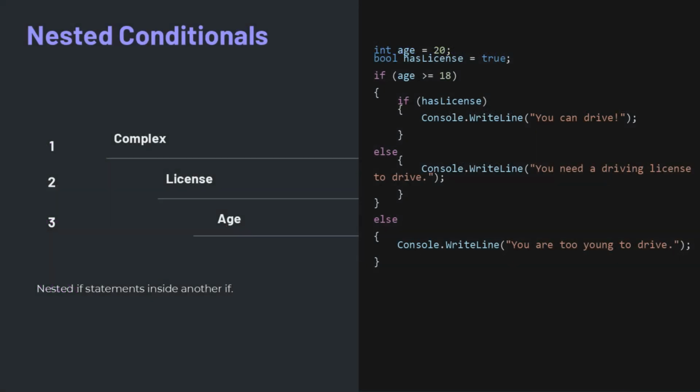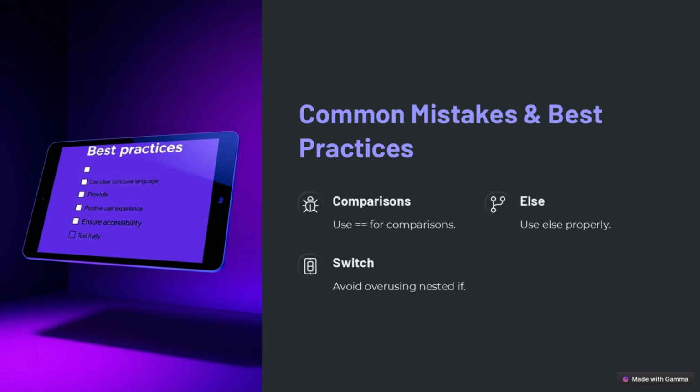Sometimes, we need nested conditions, where an if statement is placed inside another if. This is useful for checking multiple dependent conditions. Here, we first check if the person is 18 or older. If true, we check if they have a license. If both conditions are met, they can drive. Otherwise, they get an appropriate message. Nested conditions allow for complex decision-making in programs.